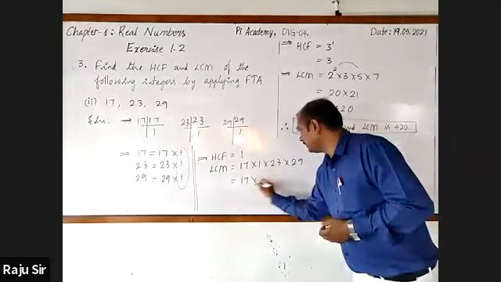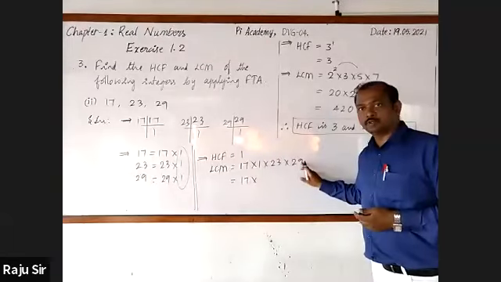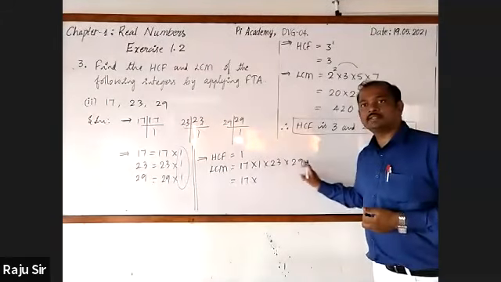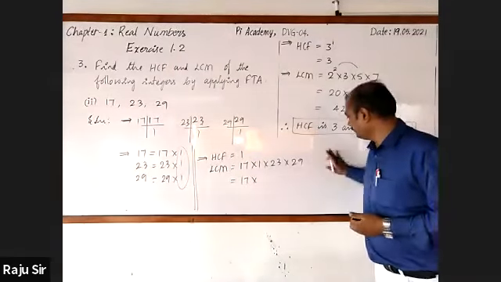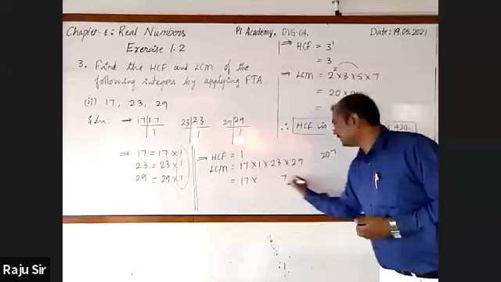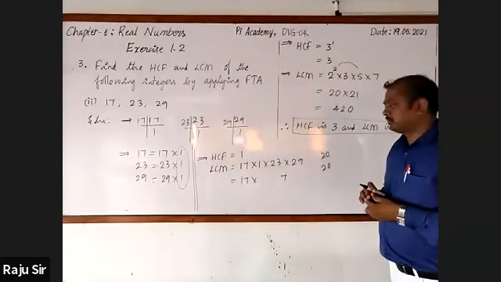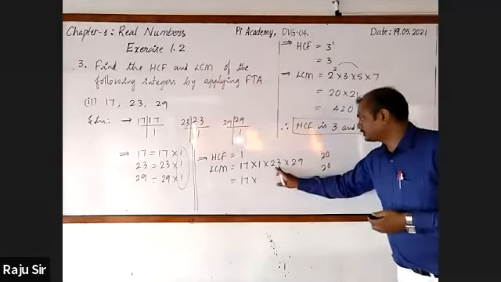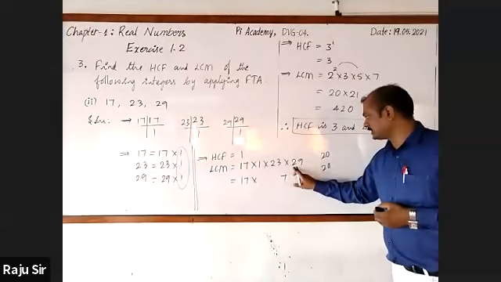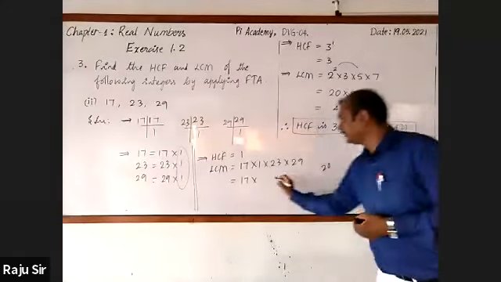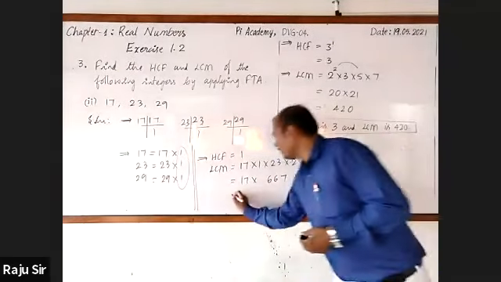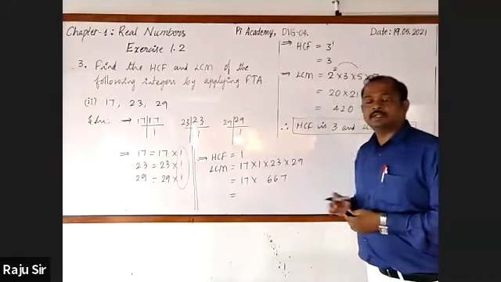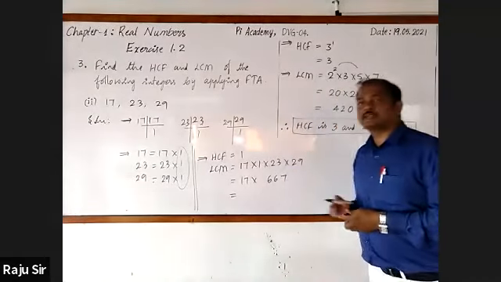17 ones are 17. Next 23 into 29. 23 nines are 207, so I'll write 7, and 20 is the carry. Next, 23 2s are 46. 46 plus 20 is 66. So 667. Next, multiply these: 17 and 667.